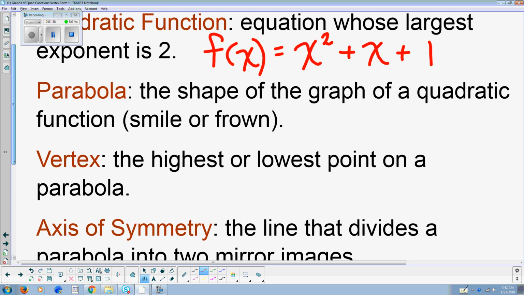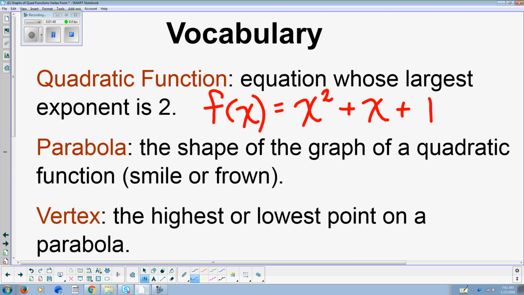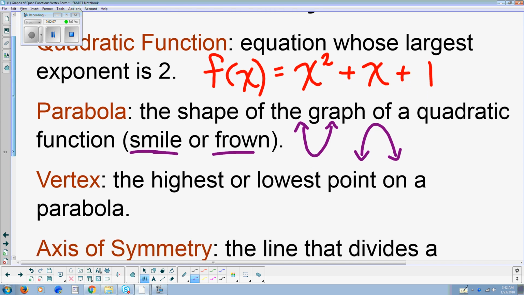Okay, the second word is a parabola. A parabola is the word that we use to describe the shape of the graph of a quadratic function. And we say that parabolas generally smile or they frown. So what does a parabola then look like? Well, on a graph, a parabola looks like a U that is either opening upward or downward. Again, we sometimes refer to these as a smile or a frown.